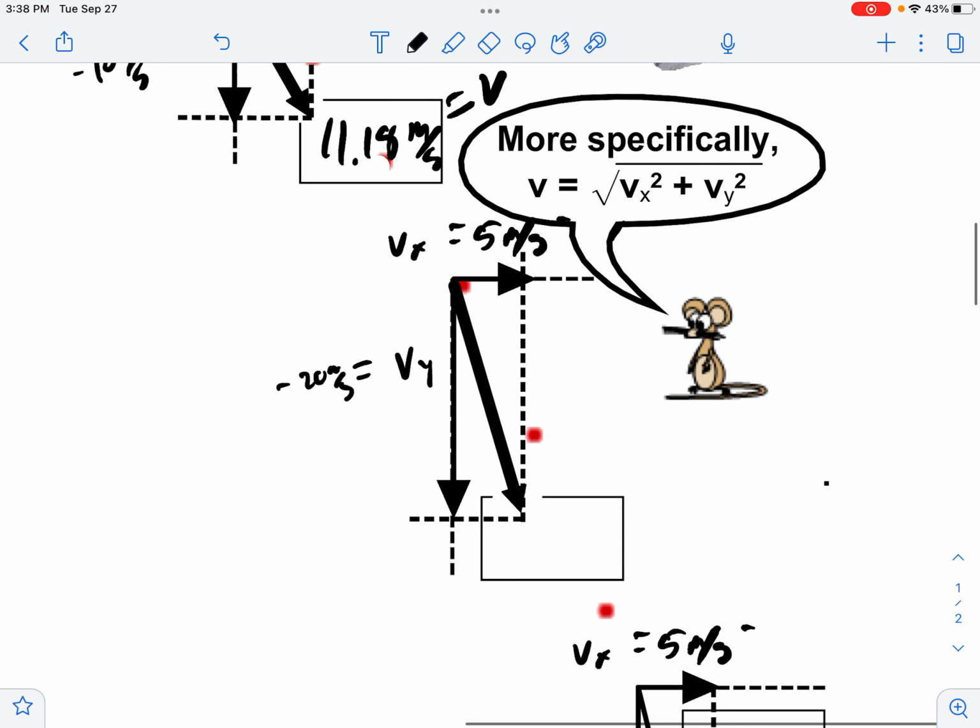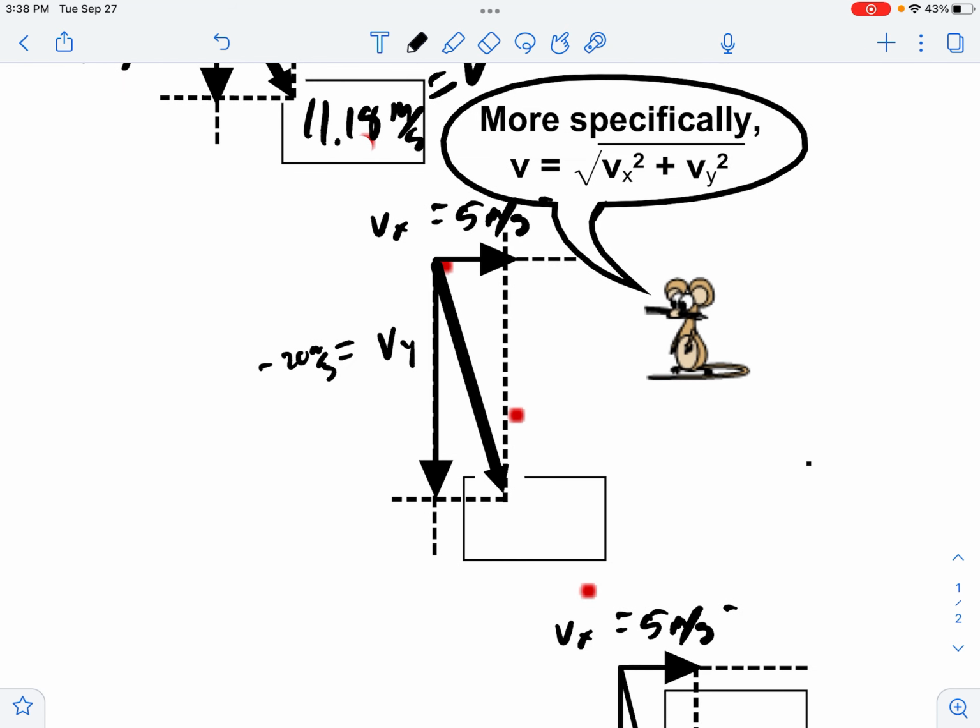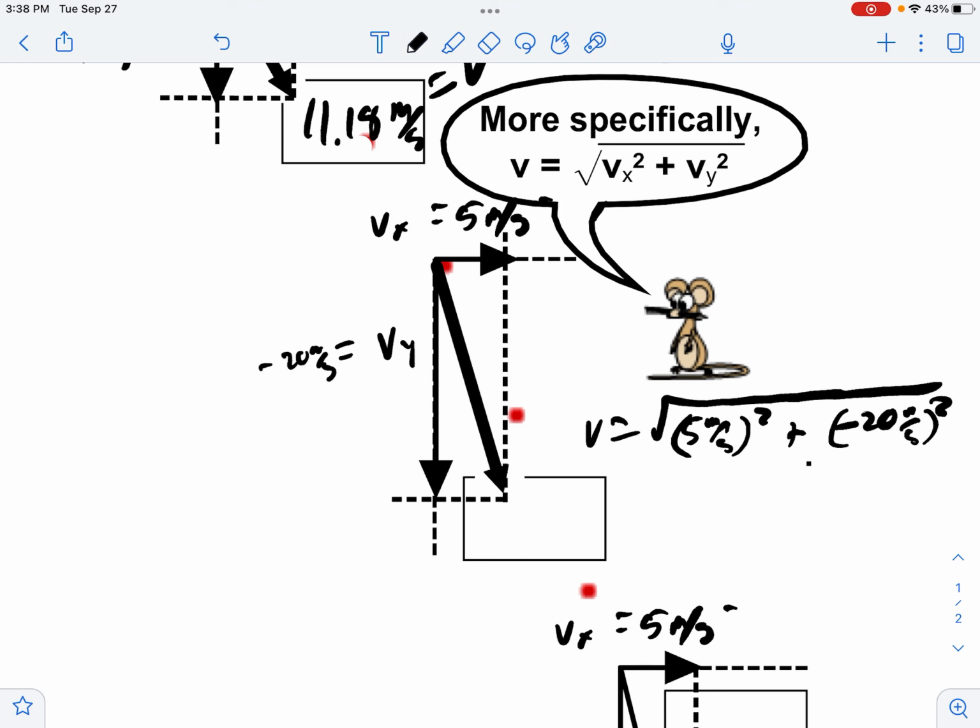I'll do the same trick over here. To get my V, I'm going to take 5 meters per second, which is my Vx, and square it. I'm going to add that to my Vy, which is negative 20 meters per second, squared. Minus 20 times minus 20 is positive 400. So this is the square root of 425, which, put that in your calculator, you get 20.62 meters per second.